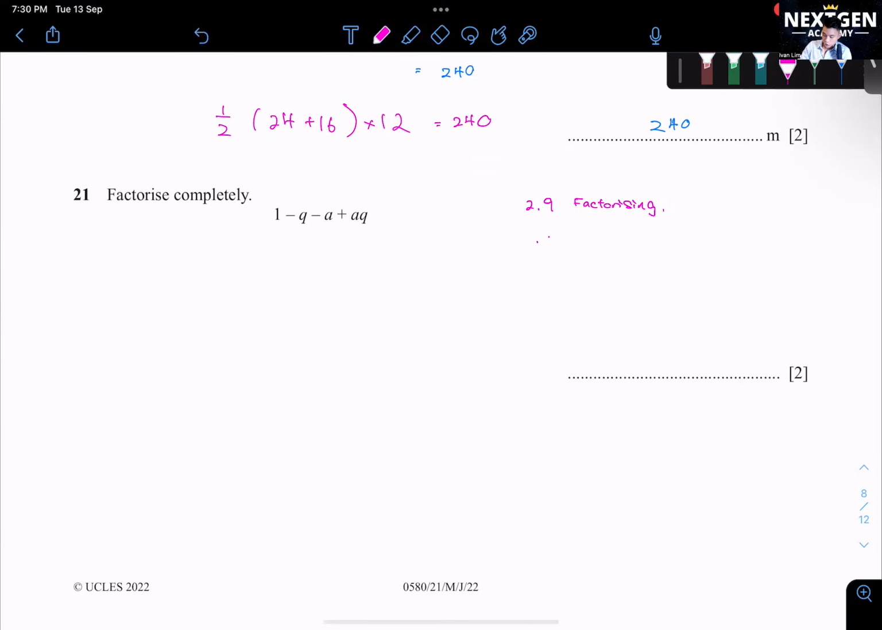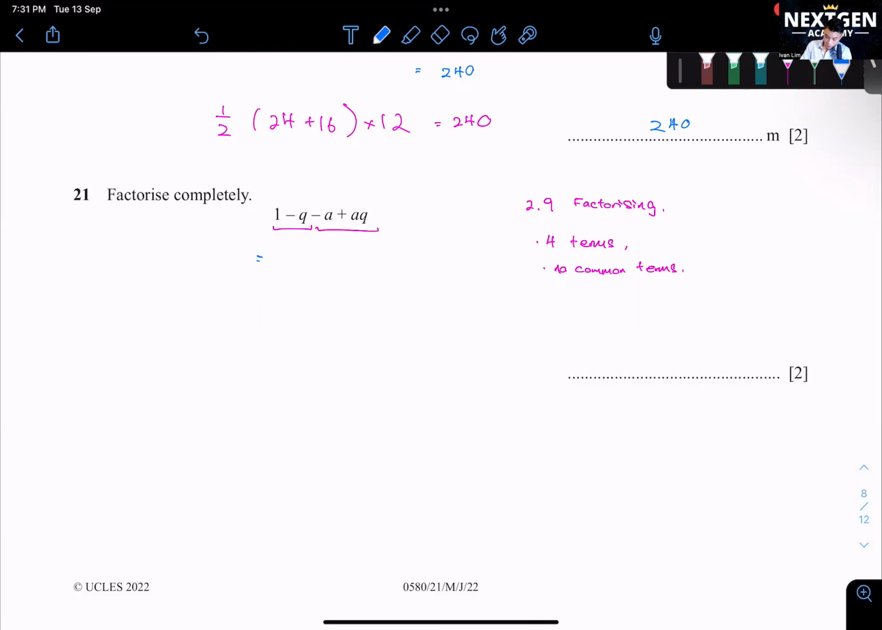This is when you have 4 terms and no common terms, not even one single common term. Then you have to use this particular method. You need to factorize from the pair. We put this and this together, this and this together. You need to make one bracket with the same value inside.